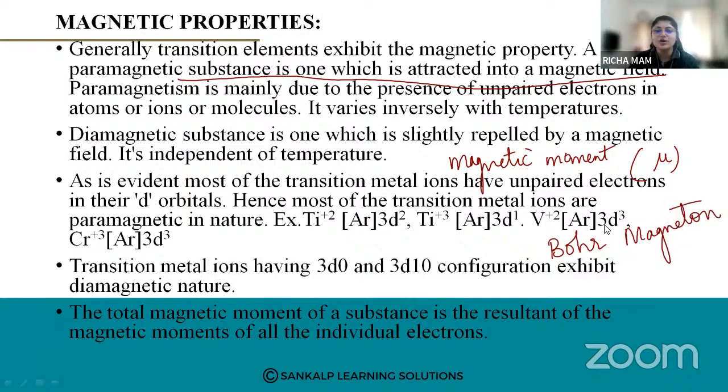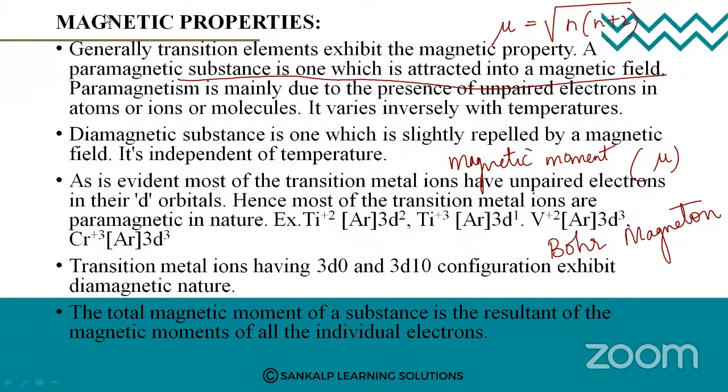So how can you calculate it? We can calculate the magnetic moment as mu equals square root of n into n plus 2, where n is the number of unpaired electrons. So this tells you the magnetic behavior of transition elements.